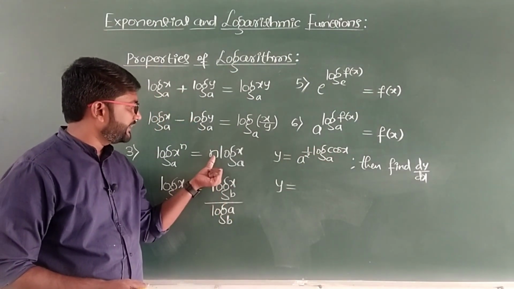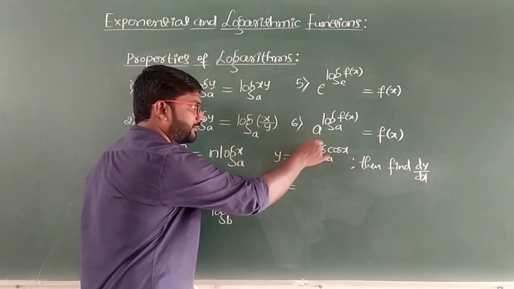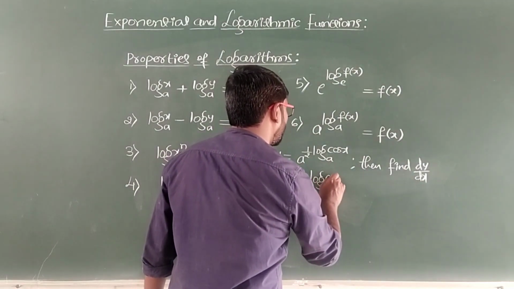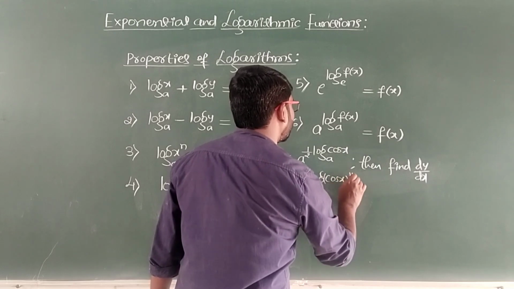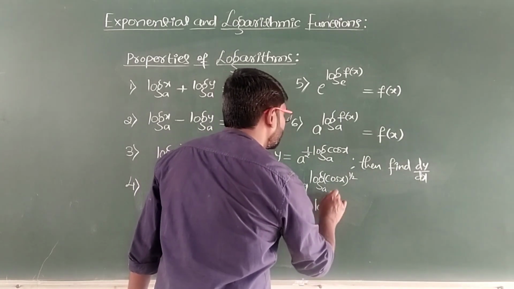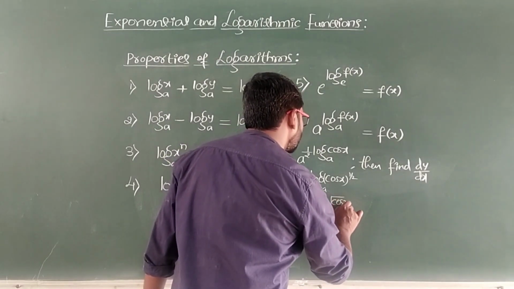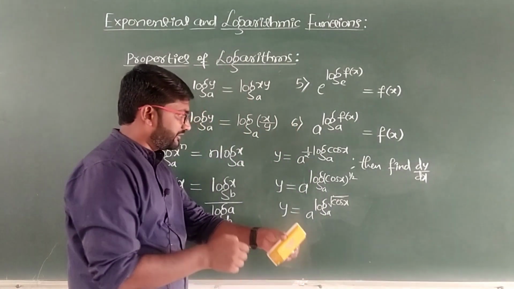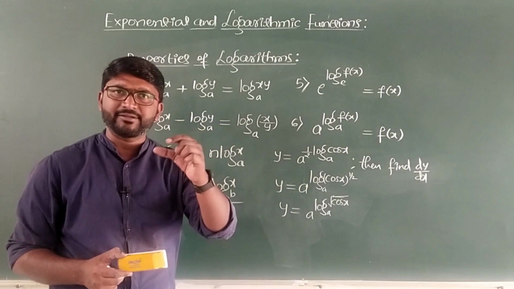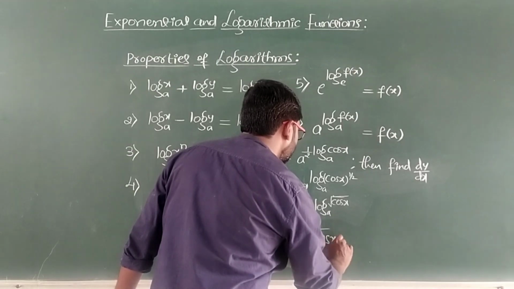When it is in this form, n log x can be written as log x to the power n. So we get a to the power log cos x to the power 1 by 2 to the base a. This can be written as a raised to log root cos x to the base a, since cos x to the power 1 by 2 is nothing but the square root of cos x. So now you can apply property number 6. A raised to log f of x to the base a is nothing but f of x. What is f of x now? y is equal to root cos x.